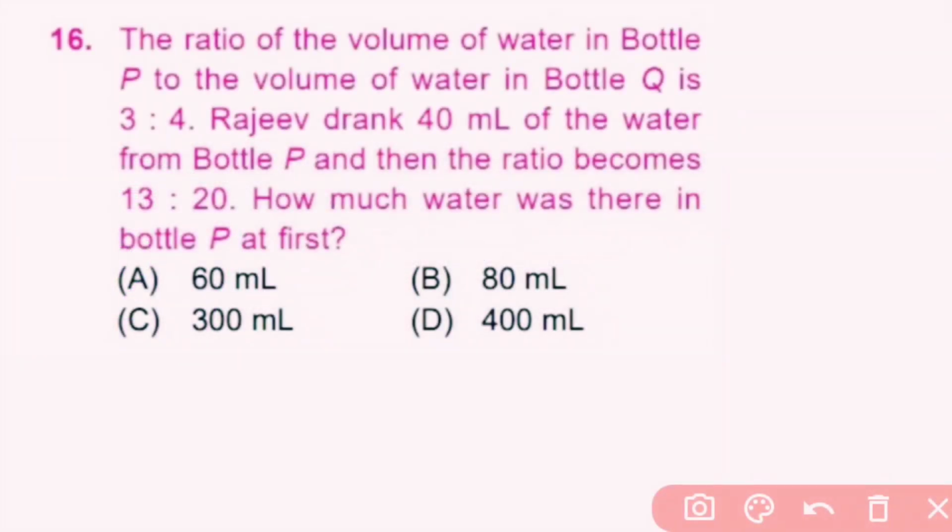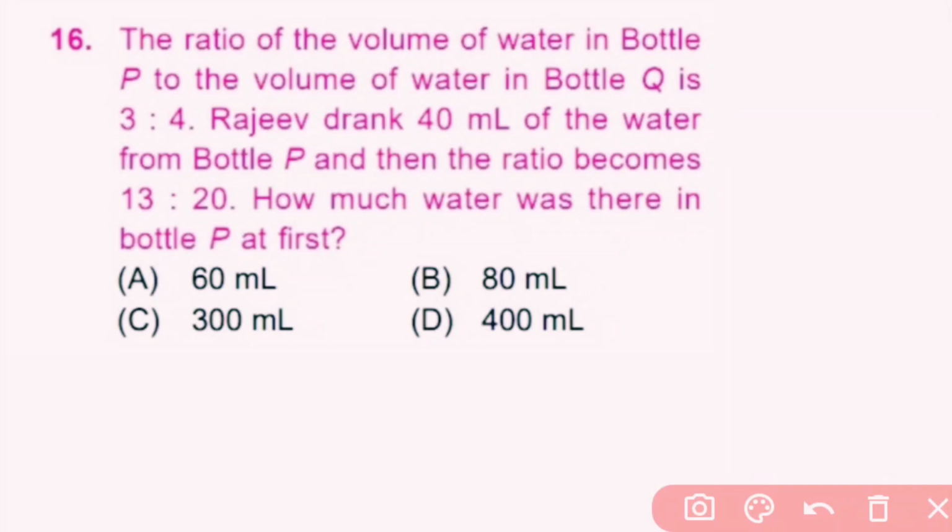Let's start with question number 16. The ratio of the volume of water in bottle P to the volume of water in bottle Q is 3:4. Rajiv drank 40 ml of water from bottle P and then the ratio becomes 13:20. How much water was there in bottle P at first?